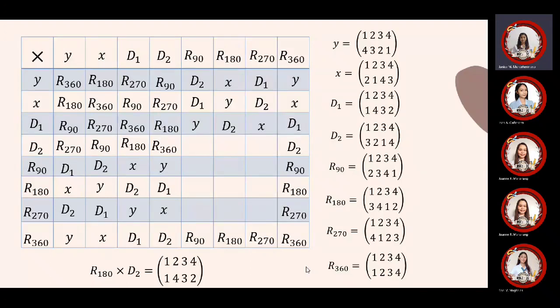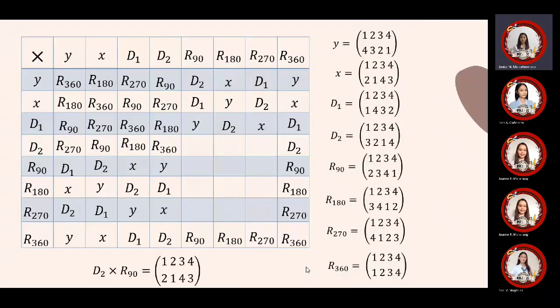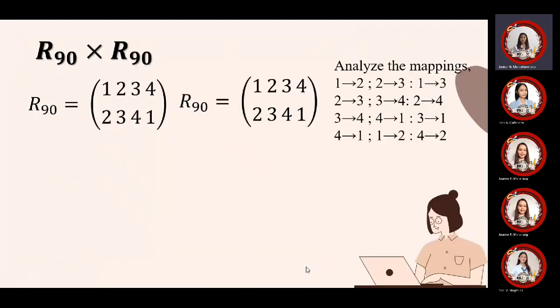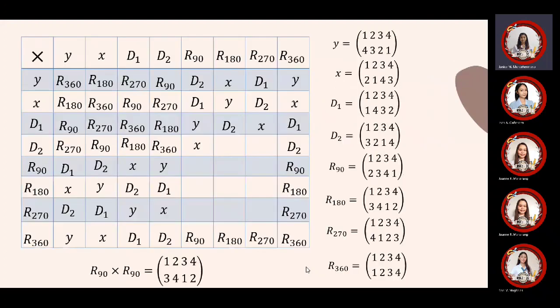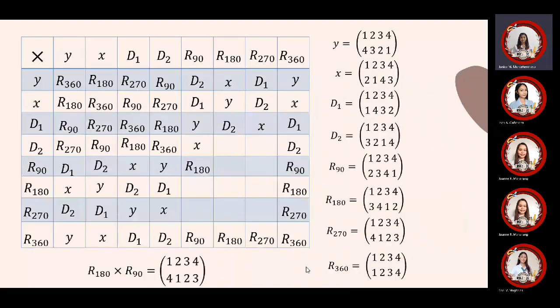So, next we have D sub 2 multiplied by R90. So, the answer is 1 maps to 2, 2 maps to 1, 3 maps to 4, and 4 maps to 3. We have our X. So, R90 multiplied by R90 is equal to 1 maps to 3, 2 maps to 4, 3 maps to 1, and 4 maps to 2, which is also our R180. So, proceed. We have R sub 180 multiplied by R sub 90, which is also our 1 maps to 4, 2 maps to 1, 3 maps to 2, and 4 maps to 3. So, we have R270, and ilalagay ko na lang po yung R sub 360.